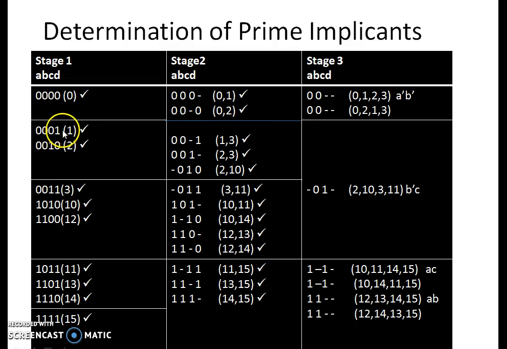Now here I find that 1 and 3 have a single bit difference, I have listed it. Then 2 and 3, and 2 and 10 also have a single bit difference, I have listed it. Then I compare the third section with the fourth section. When I compare the third and the fourth section, I find that 3 and 11, 10 and 11, 10 and 14, 12 and 13, and 12 and 14 have a single bit difference. Then I compare the fourth and the fifth section. I've got all these combinations.